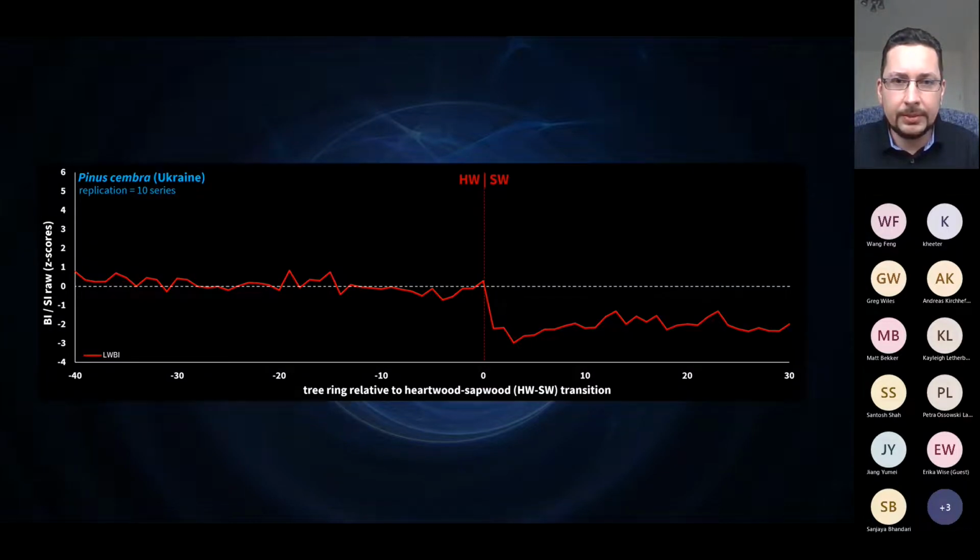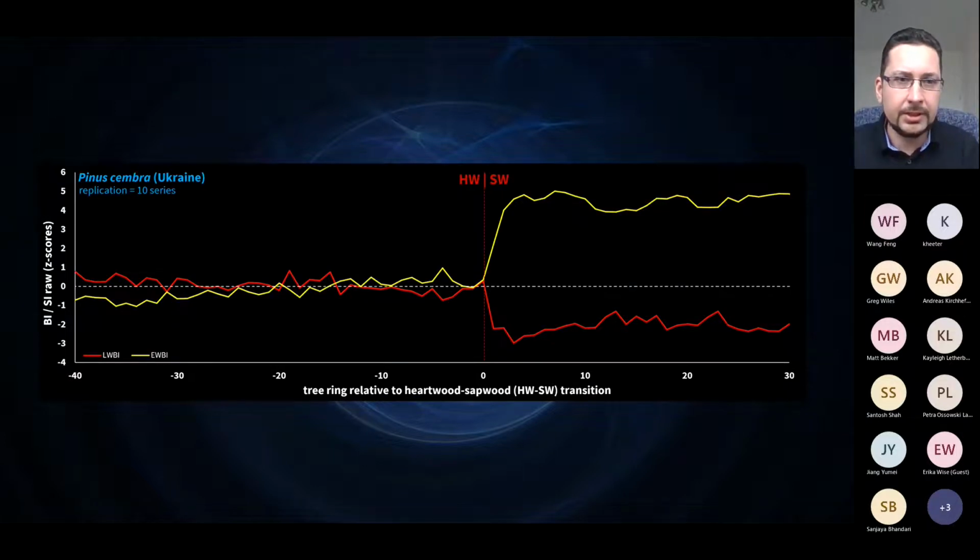So here is another example of Pinus cembra from Ukraine. We have 10 samples, 10 series, but this time the samples are aligned in relation to the heartwood-sapwood transition, which has a very notable color transition. So what happens is that we see a big step in the blue intensity values from the heartwood to the sapwood.